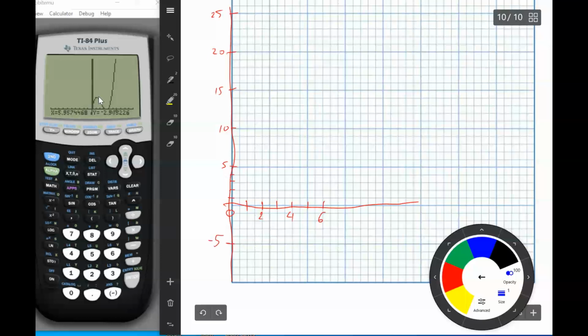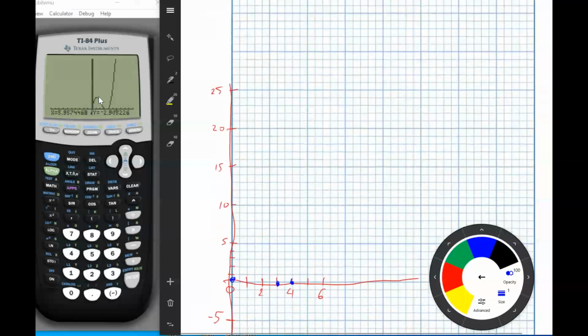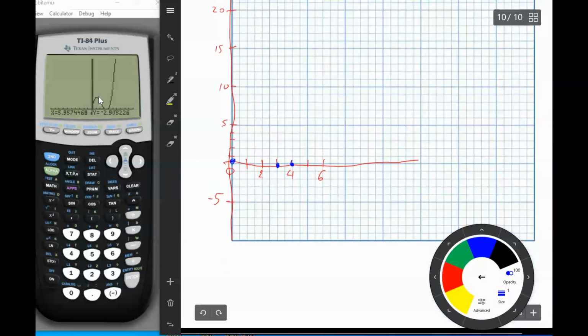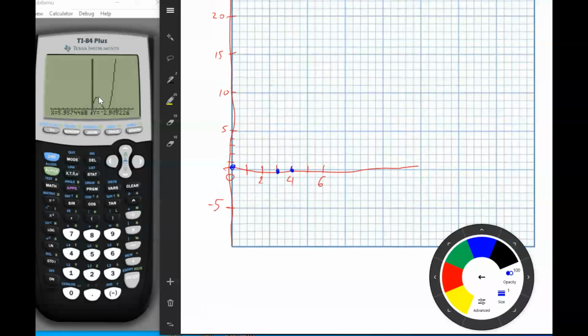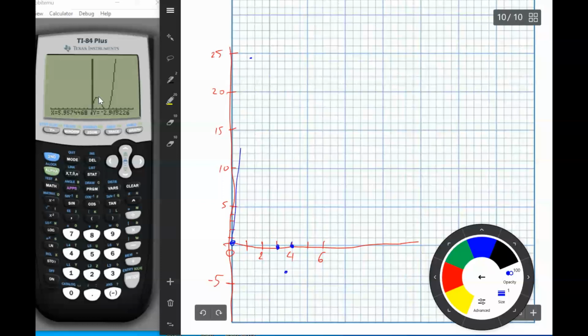Remember that we have x-intercepts at 0, at 3, and at 4. The maximum point was 1.13, 24.3. So 1.13, 24.3, it would be about there. And the minimum value was 3.54, negative 3.52. So 3.54, negative 3.52. It's about there. So let me try to draw a smooth curve through these points. So there, there, and there, and then it goes up. Okay?